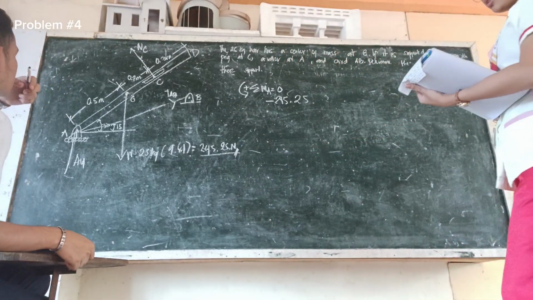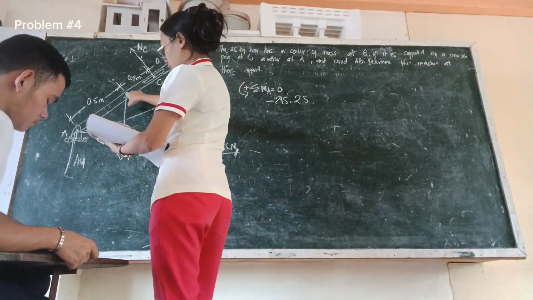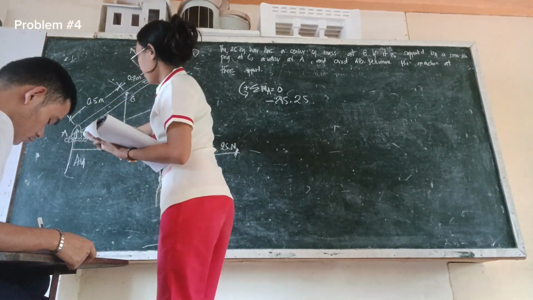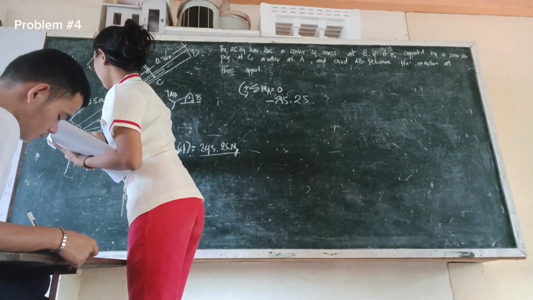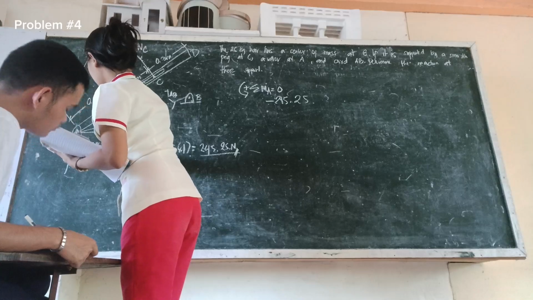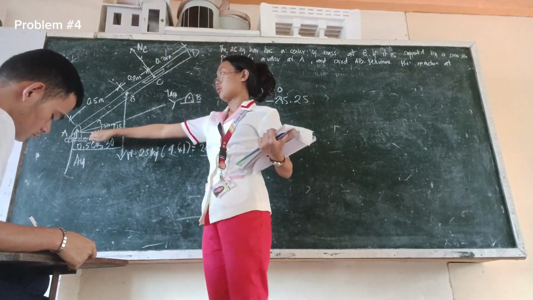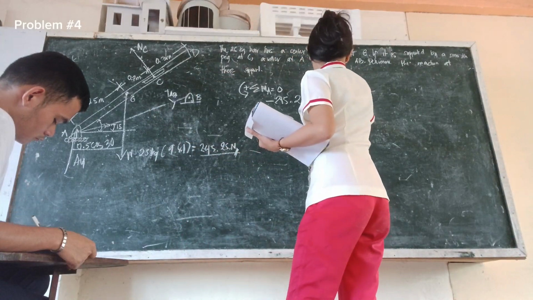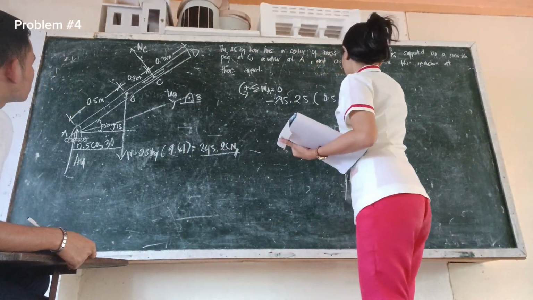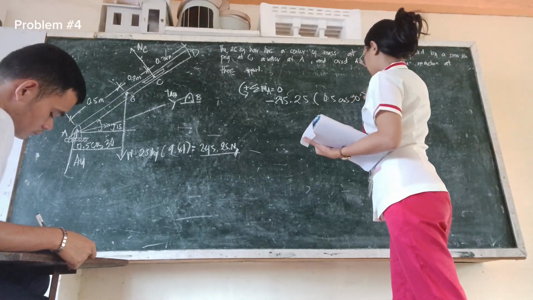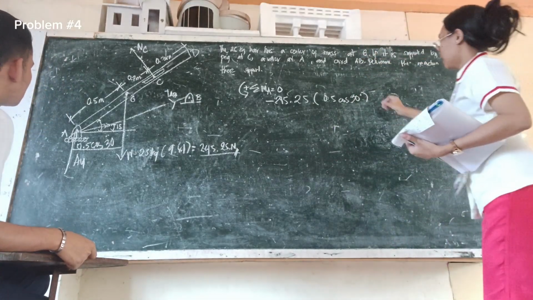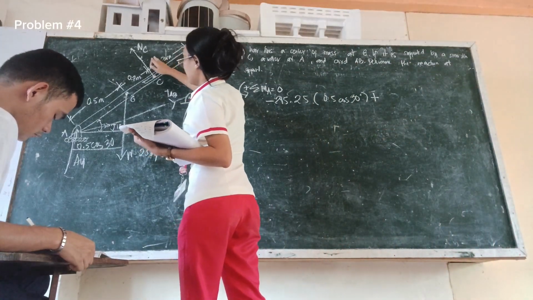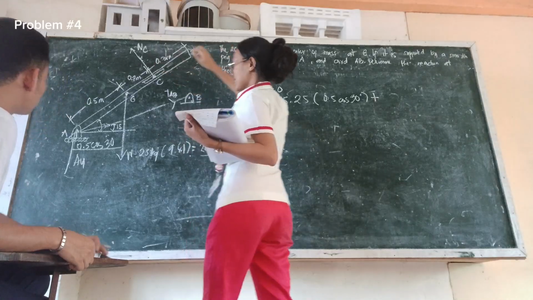So the moment arm is a horizontal distance, which is 0.5 cos 30, because we have an angle here which is 30 degrees. So times 0.5 cosine 30 degrees. So plus the moment of force NC.